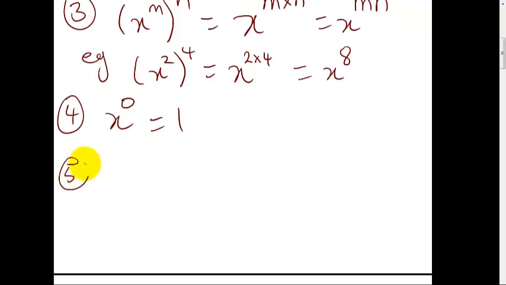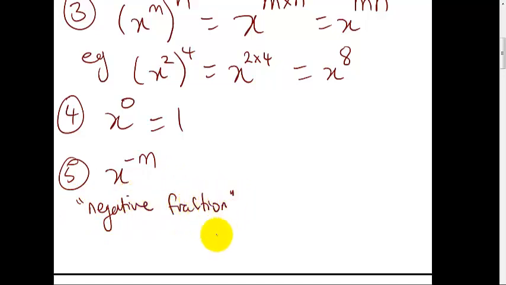So, number 5. Negative indices. What if I have a negative index? We already had a look at positive ones up here. We had a look at 0, and now what about negative? If it's negative, we don't like it. We would like to change it to a positive index. The way you do it is through this little acronym that I want you to keep saying in your head. Negative, fraction. Negative, fraction. Negative, fraction. Am I clear enough?